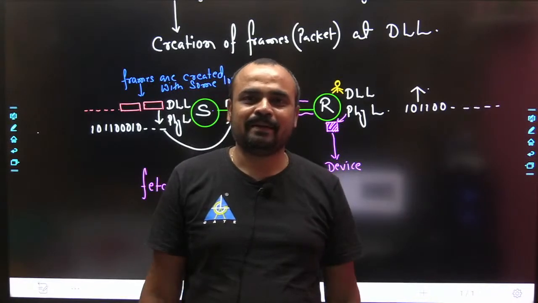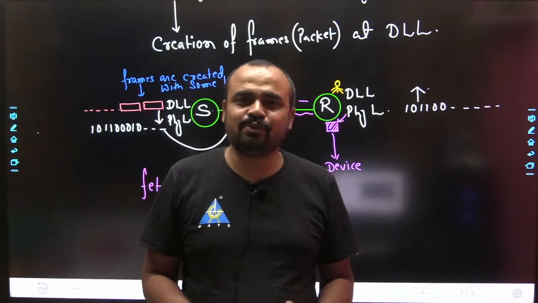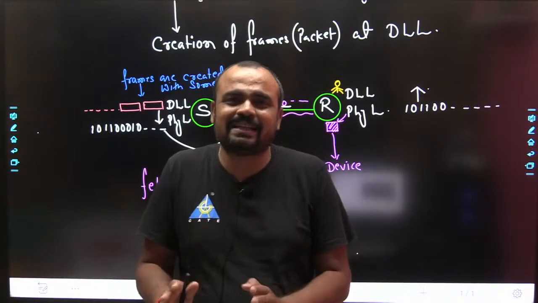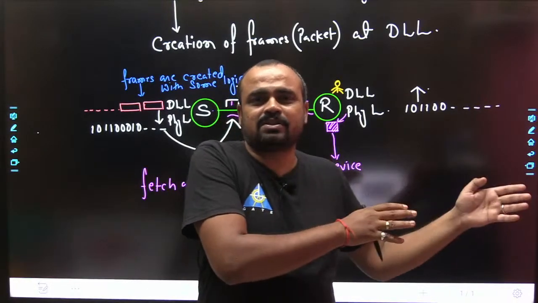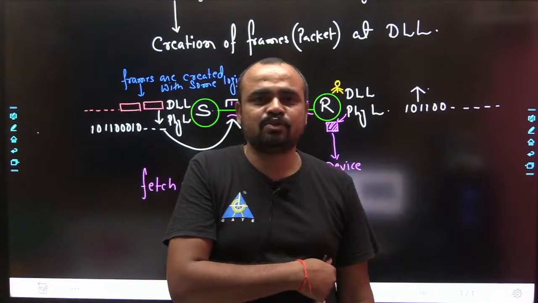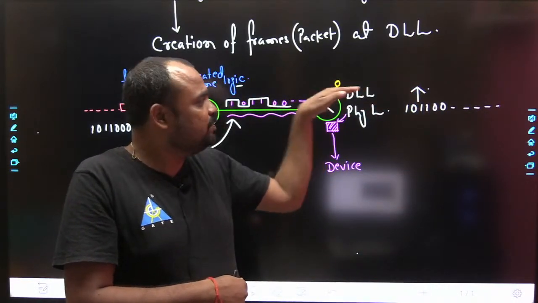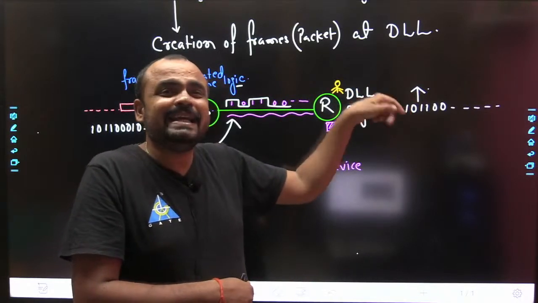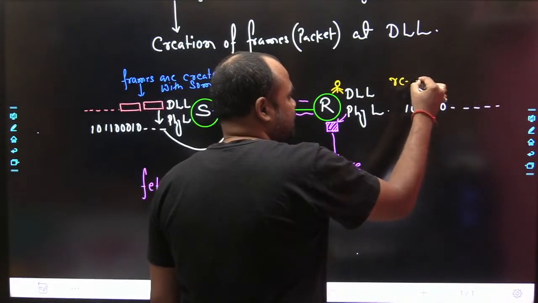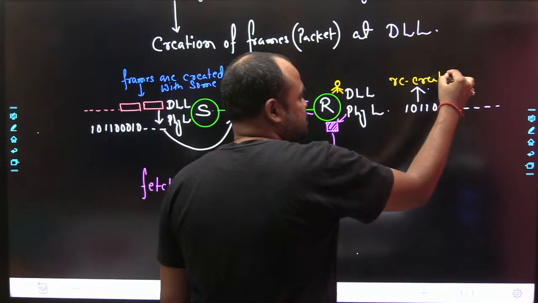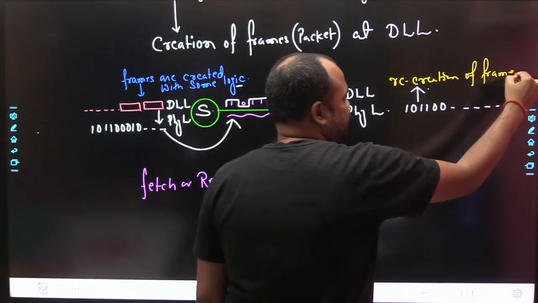Yes or no? Out of many biscuits coming from the lower layer, what will you try to do? You will try to keep the biscuits inside a box and convert them into different boxes. The same thing is happening here. Once the stream of bits is sent to the upper layer, that is the data link layer, you will try to recreate the frame. So here the recreation of the frame will be done.